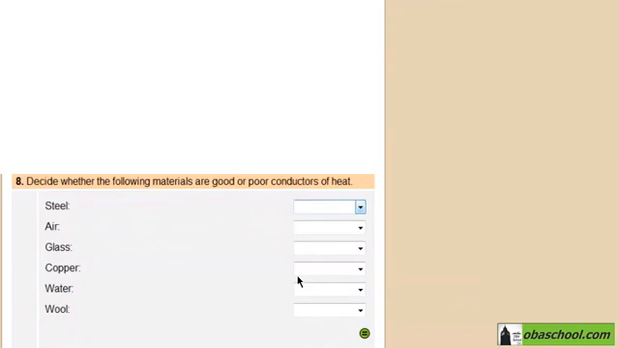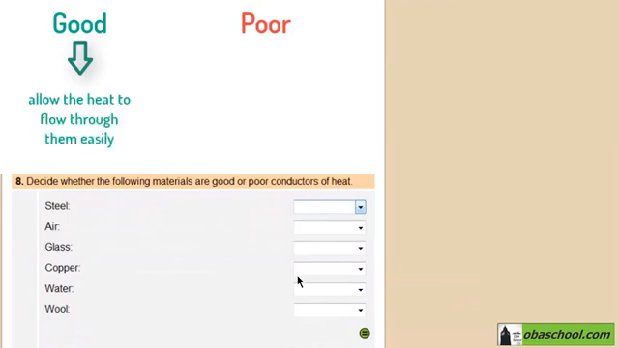In order to solve this exercise, first let's differentiate between good and poor conductors of heat. The good conductors of heat allow the heat to flow through them easily, whereas the poor conductors of heat do not allow heat to flow through them easily and slow down heat gain or loss.